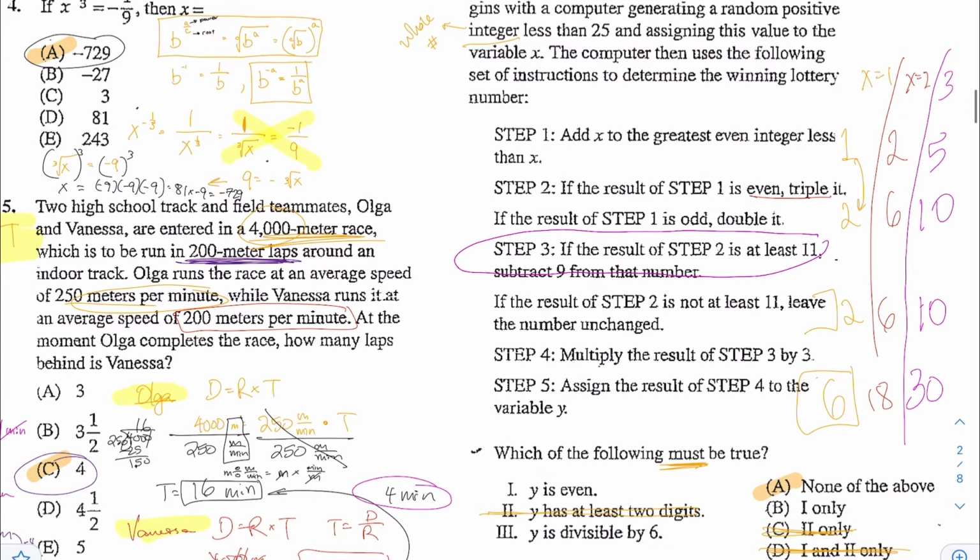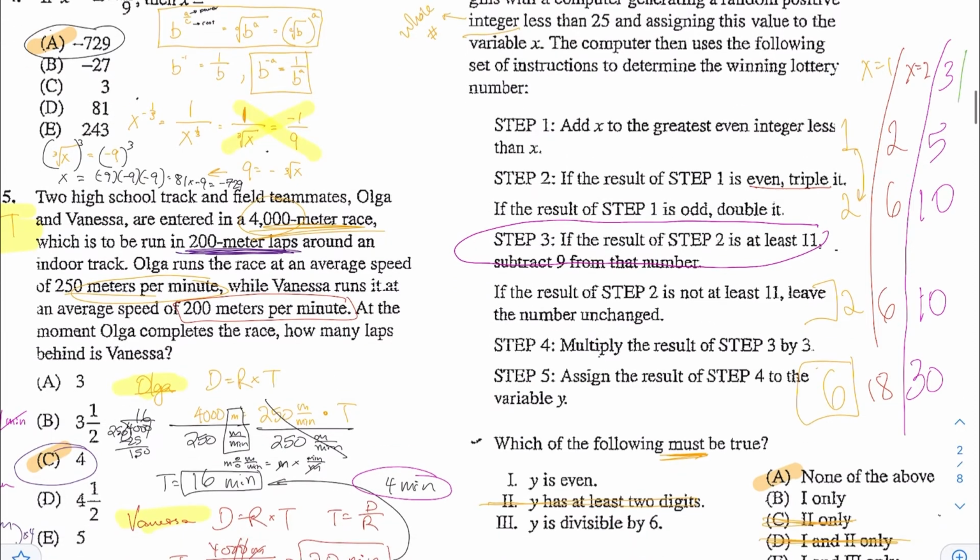Now, the next one we can try, let's say 4. We'll hopefully be able to use that final part. And maybe we'll have an even or an odd, or something that's not divisible by 6. So you have to add x to the greatest even number less than x, which is 2. So 4 plus 2 is 6. Now this is even, so you triple it to turn it into 18. And now here you can finally subtract 9 from that number because it's greater than 11. So when you subtract 9, you get 9. And then you multiply by 3, you get 27.